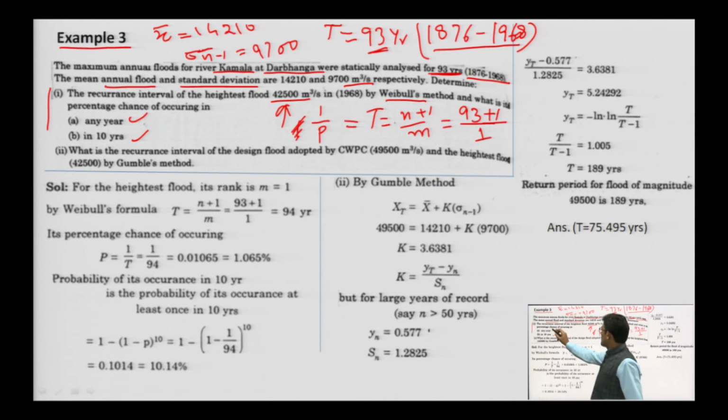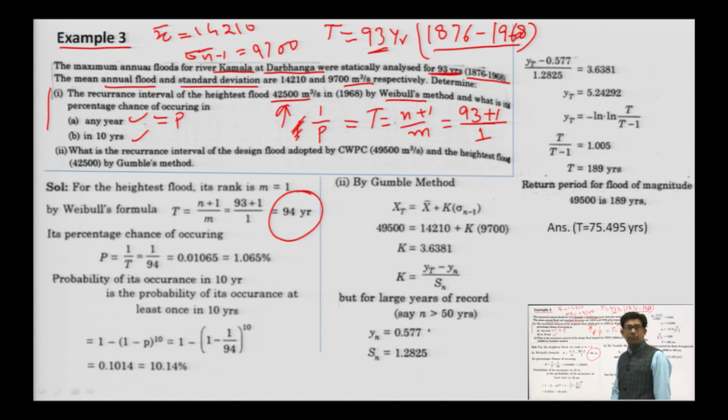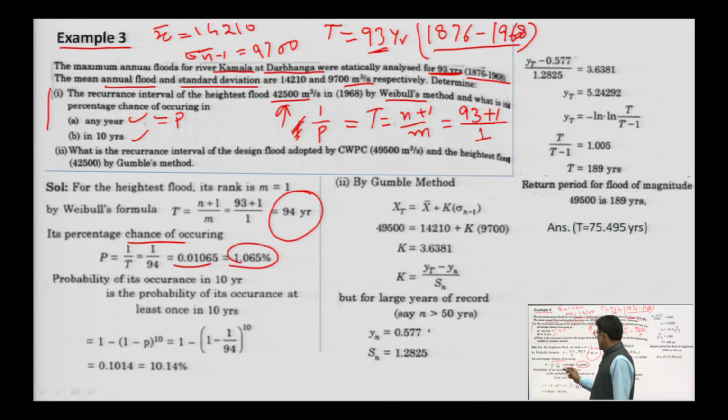So, the percentage chance of occurring in any year is P. T has been calculated as 94 years, so the percentage chance of occurring is calculated as 1.065%. It is a very low probability.